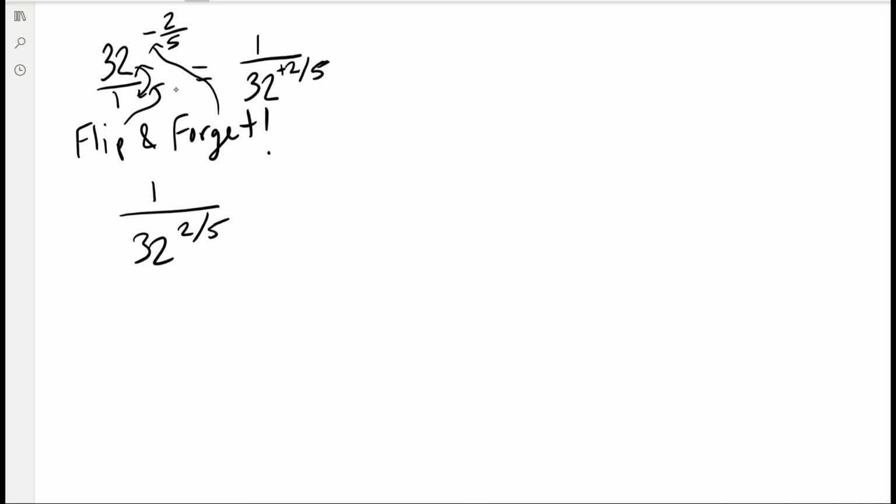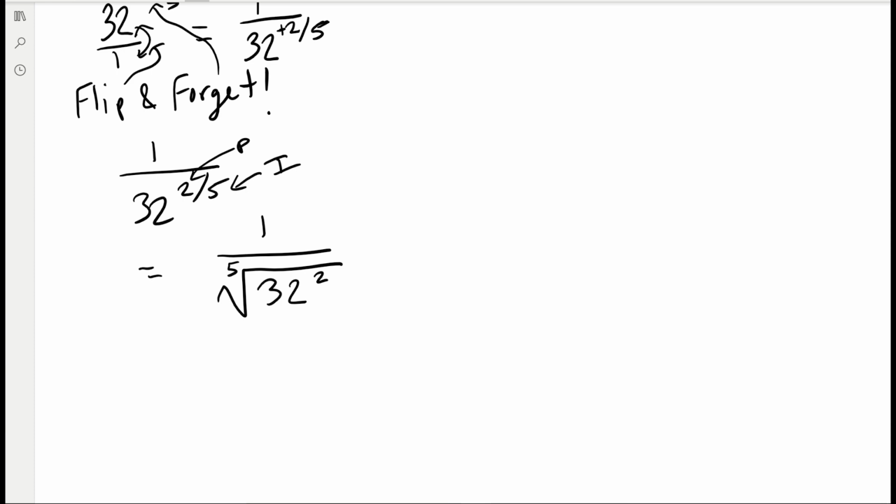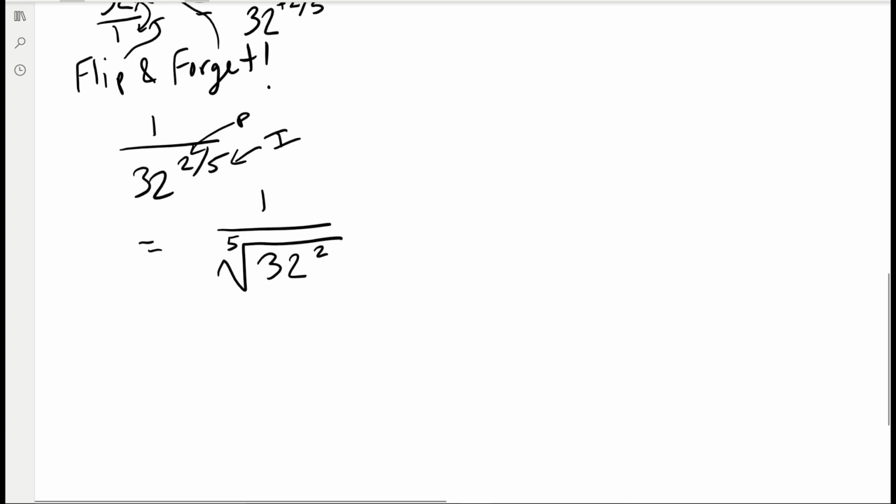Well, now we know that 2 is my power, right? And 5 is my index, so I'll call it P and I. So now I can write it as 1 over a radical, my index is now 5, my power is now 2. So now I can focus on the 5th root. So what number multiplied by itself 5 times gives me 32?